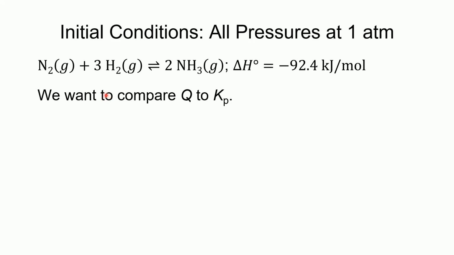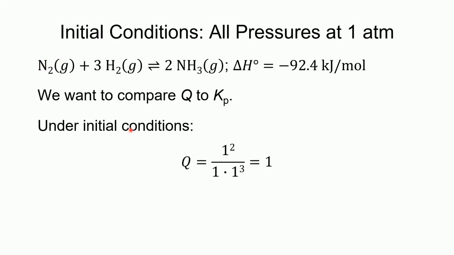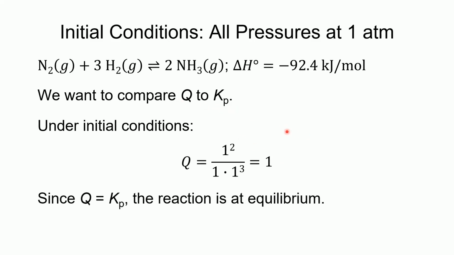We want to compare the value of Q to K. As you recall, K at 195 is equal to 1. Well, under these initial conditions, if all of these partial pressures are equal to 1, we will get 1 squared divided by 1 times 1 cubed. That will give us a value of 1. No calculator needed here. I think everybody can figure that out. So since Q is equal to K, it's at equilibrium.